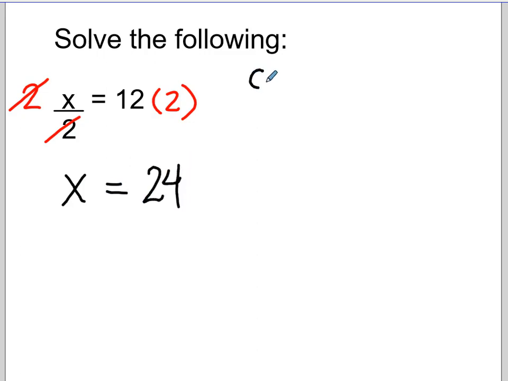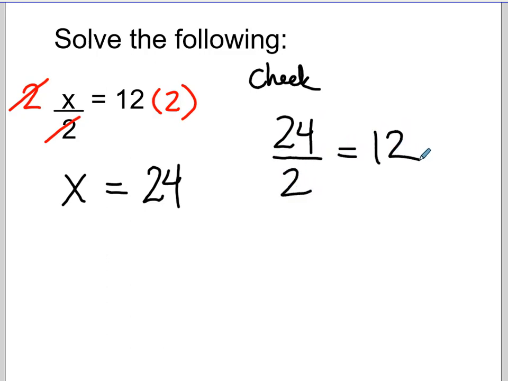If I wanted to do a quick check, and I won't do this for all of them, but I can, I would put the 24 in for the x, divide it by 2, and I should get the original right side of 12. And I do.